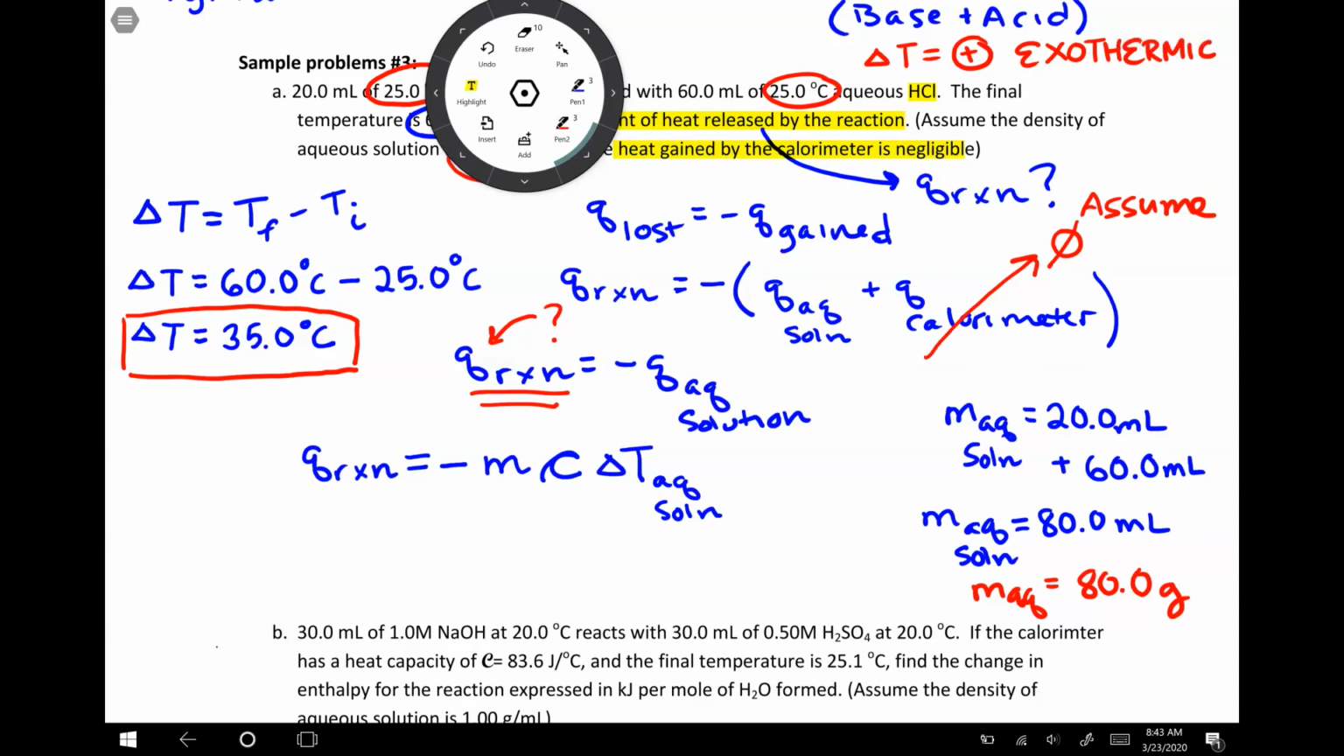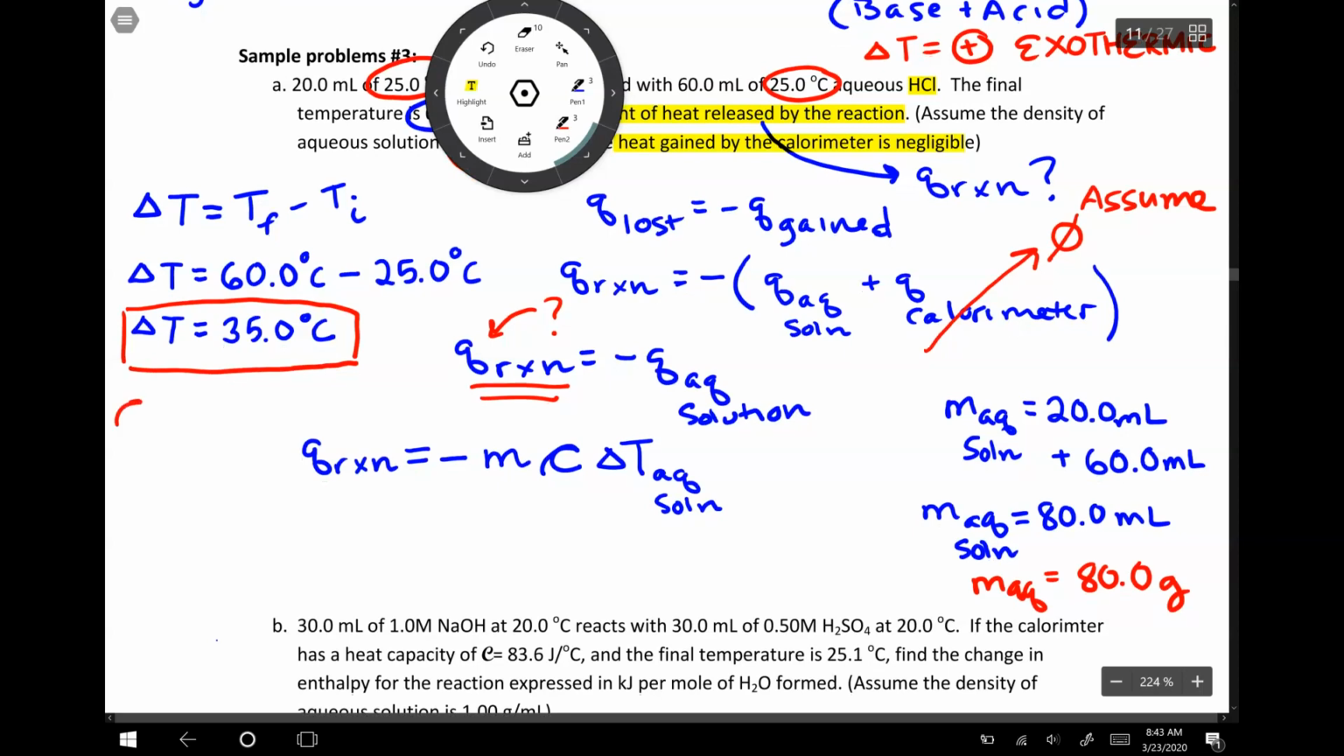Next up, that C, my cursive C, is a constant, and it's on your green sheet. This C for water, I'm going to assume that the C of my aqueous solution is the same as the specific heat capacity of just pure water. And I'm going to use that value, 4.186 joules per gram degrees Celsius.